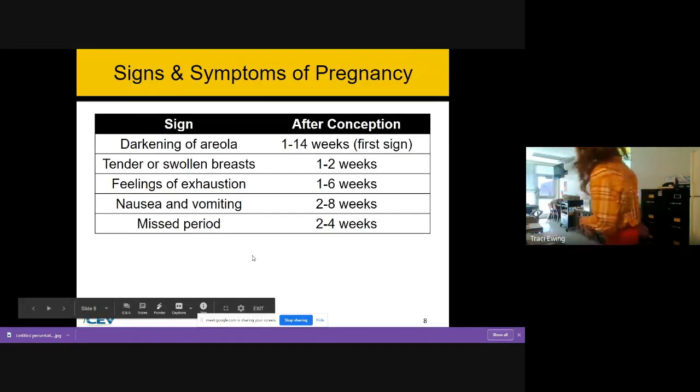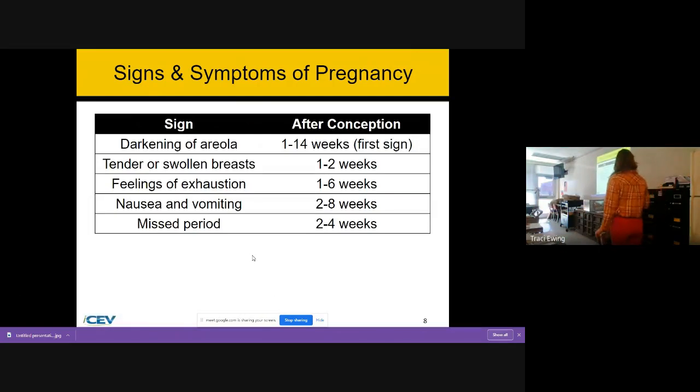Switch way. All right, signs. These are just typical signs and symptoms that are out there. And so you'll hear stuff and go, oh, this, and this. And so these are just things that can happen.